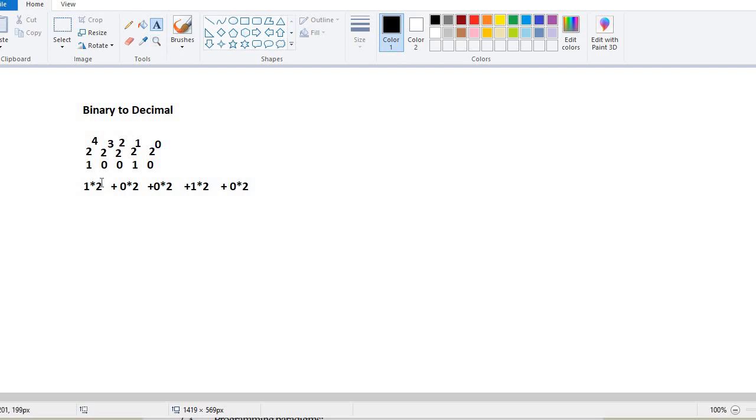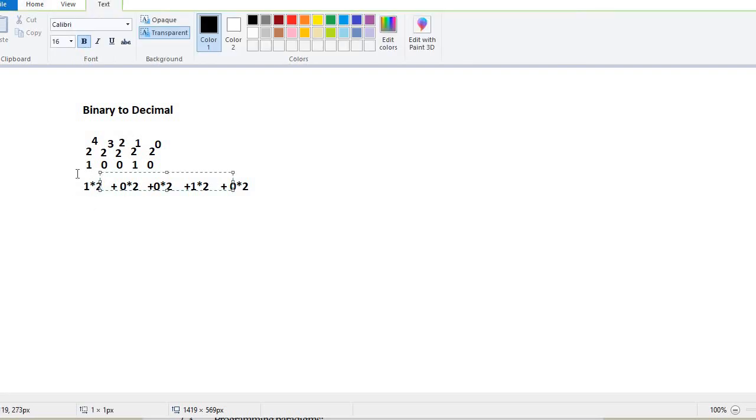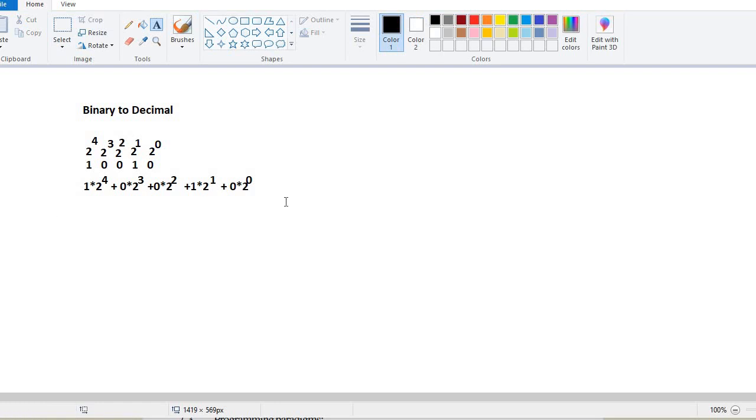So first what will we have? Here we have 2 to the power 4, so 1 into 2 to the power 4. Then we will have 0 into 2 to the power 3. Then we will have 0 into 2 to the power 2. Then we will have 1 into 2 to the power 1. Then we will have 0 into 2 to the power 0. Okay, so that is what I am getting.